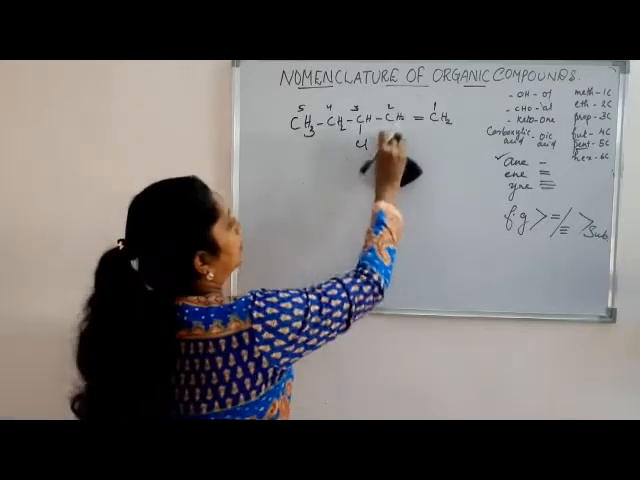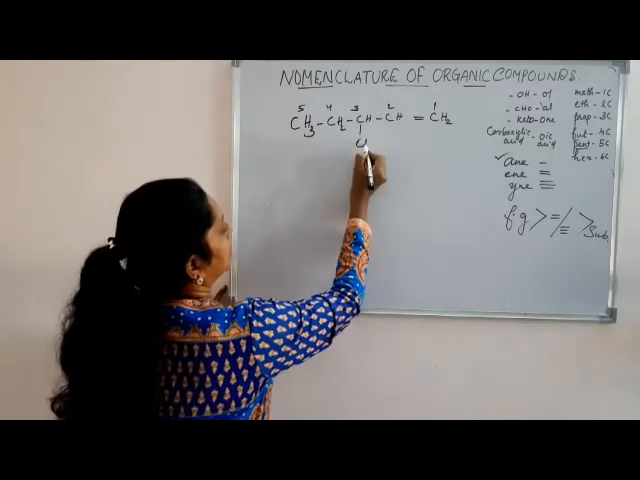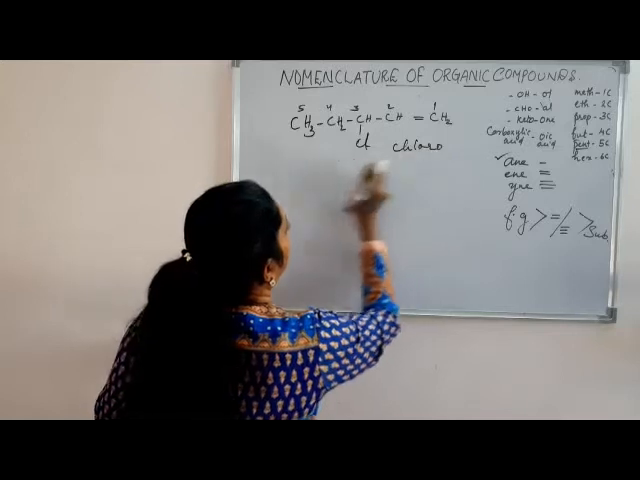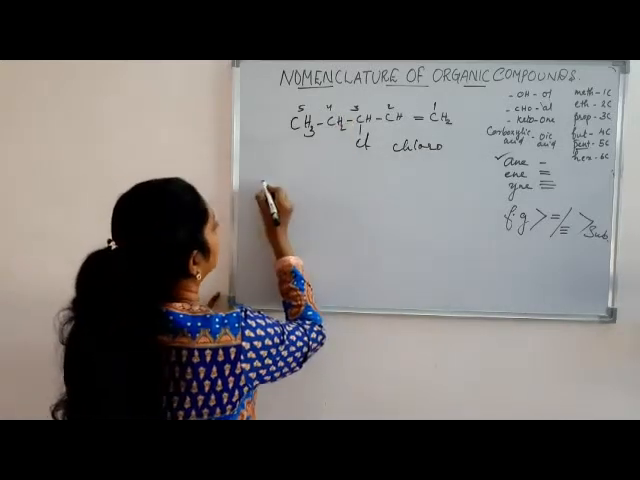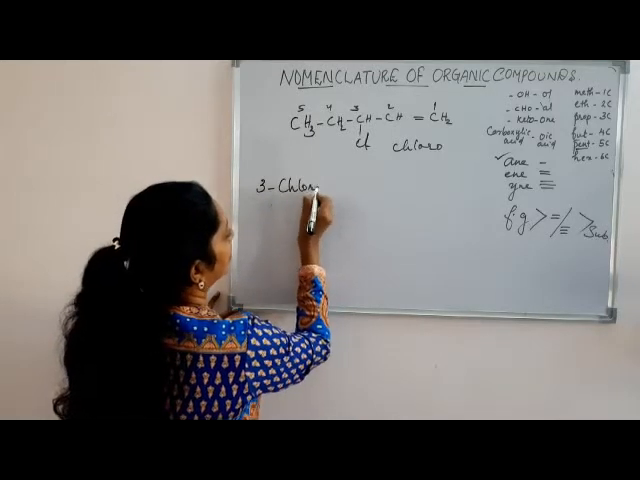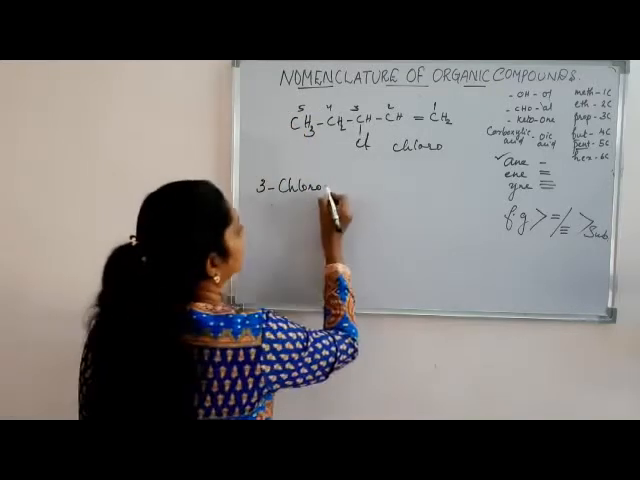Okay. Now name the compound. First, the chlorine atom is present here. For the chlorine atom we write only chloro. The position of the chlorine atom is the third carbon atom. So the molecule can be named as 3-chloro. There are 5 carbon atoms in the main chain, so pent.